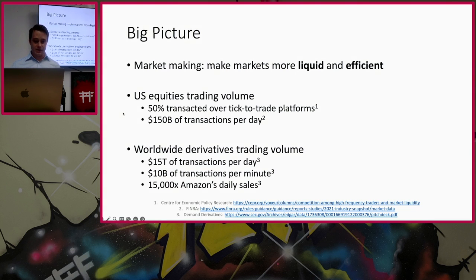And the stakes are really high. If you look at U.S. equities trading volume, I pulled these numbers off the web, the links are down here, 50% of the trades are transacted over these tick-to-trade systems. It might even be a little bit more than that. And that represents $150 billion worth of equities volume daily.